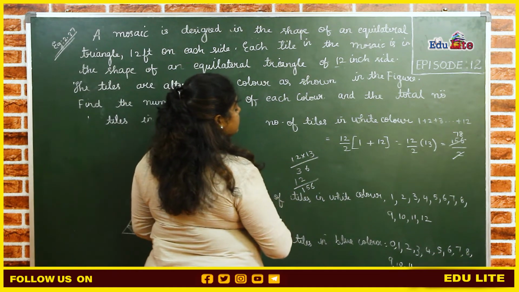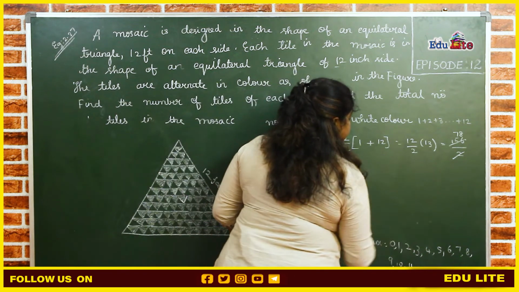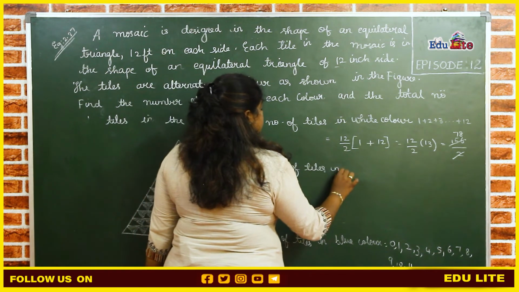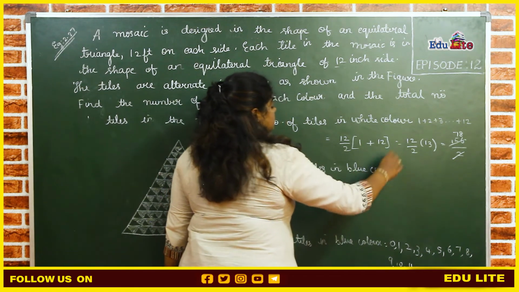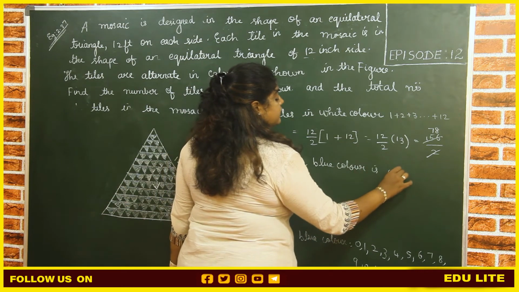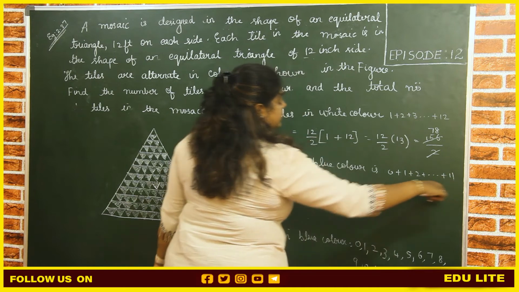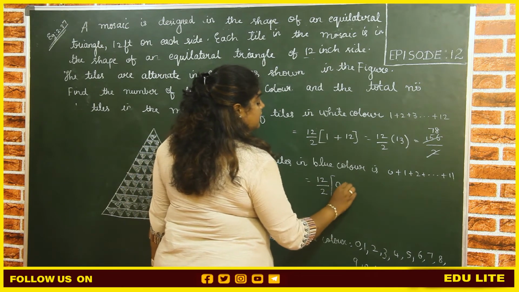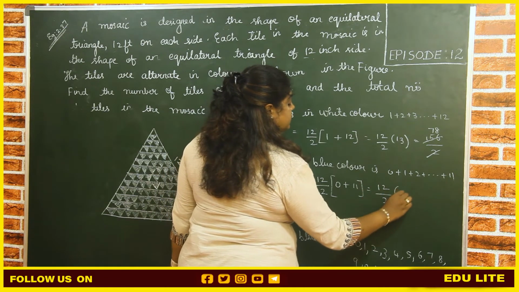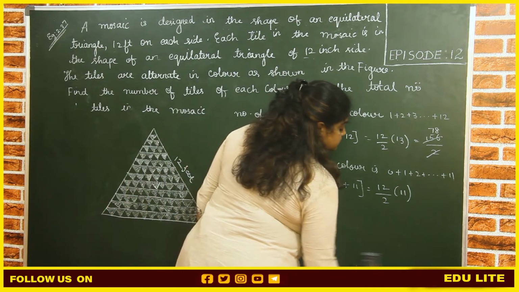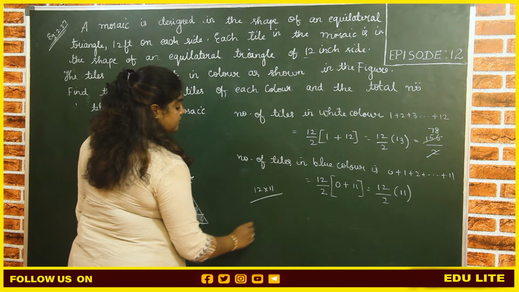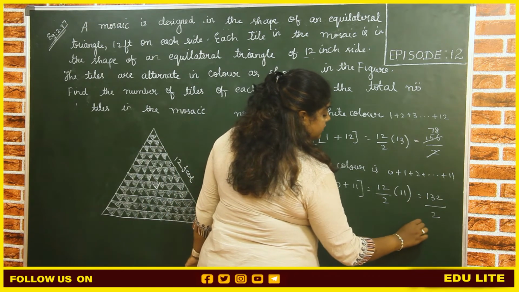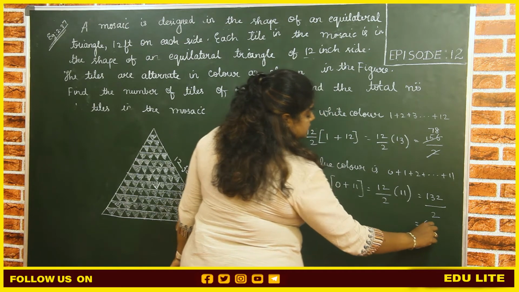In a similar fashion, we can find out the number of tiles in blue color. To find the number of tiles in blue color, we will use this data. Number of tiles in blue color is 0 plus 1 plus up to 11. We have written it as a series. Therefore, the number of terms is 12. Therefore, 12 by 2 into first term 0 plus last term 11. 12 by 2 into 11. 12 into 11 is 132, by 2, it is 66.